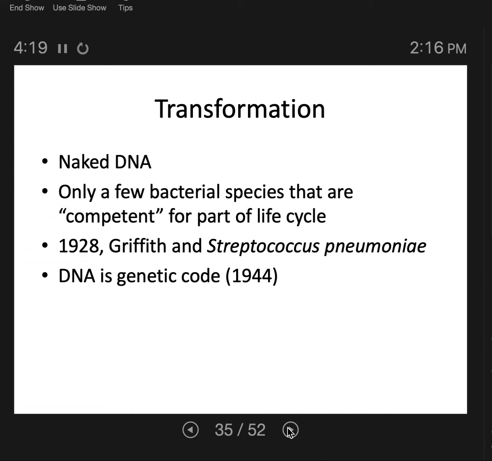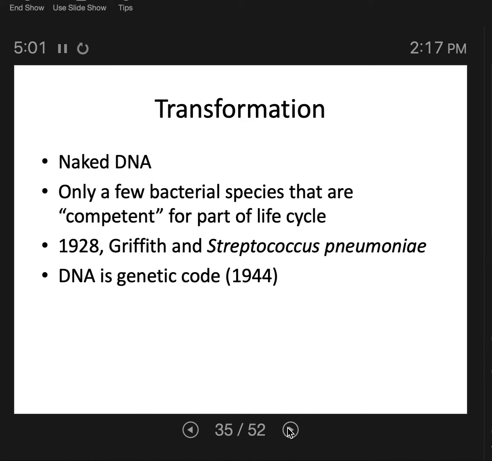Transformation was discovered in 1928 by a scientist called Griffith. This is Griffith's strep experiment, Streptococcus pneumoniae. This is actually also an experiment that indicated that DNA was a genetic code, because in 1928 we knew that chromosomes were responsible for the genetic code, that we inherited some kind of genetic instruction from chromosomes. But chromosomes are equal parts DNA and protein. So at the time, we didn't know if it was the DNA or the protein that was the genetic code. And this experiment that showed us about transformation also contributed to our understanding that DNA is the genetic code.